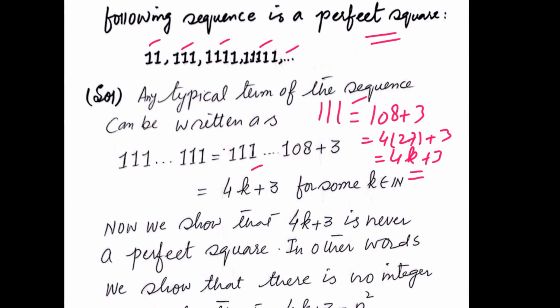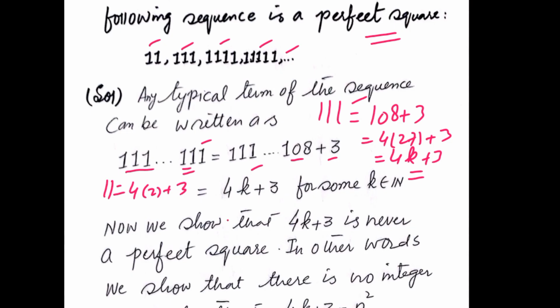Similarly, any number in the sequence you can write as 4k plus 3. For example, the first number 11, you can write it as 4 into 2 plus 3. So any typical term of the sequence can be written as 1111 up to some 11. The last three ones can be written as 108 plus 3. That is 4k plus 3.